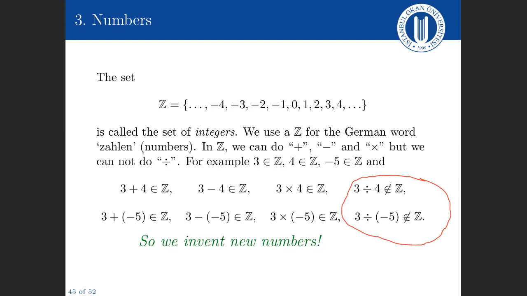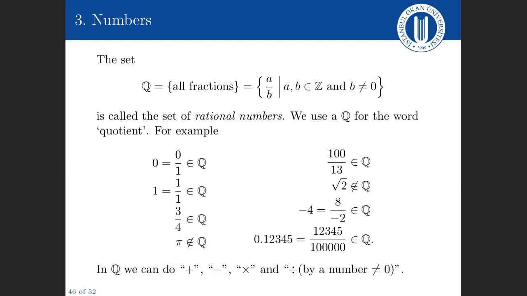What did humans do in our history when we got to this point? We invented new numbers. Next set I want to consider is a set of all of the fractions. What I mean is all of the things which look like A divided by B, where A and B are integers and B is not zero. This is the set of rational numbers.